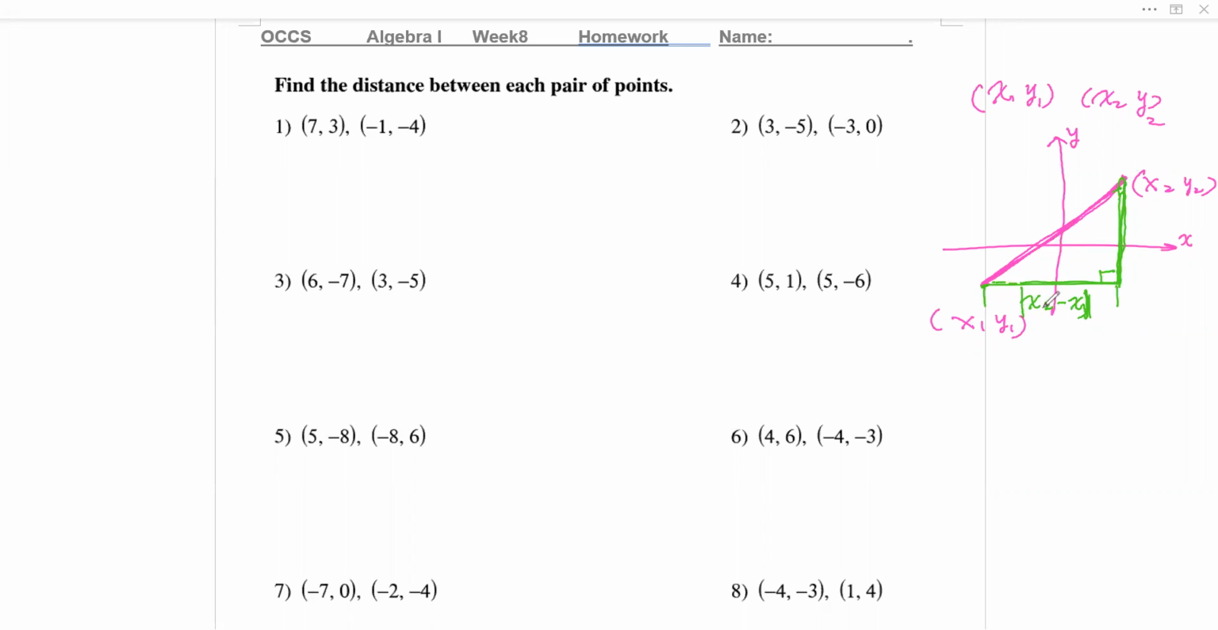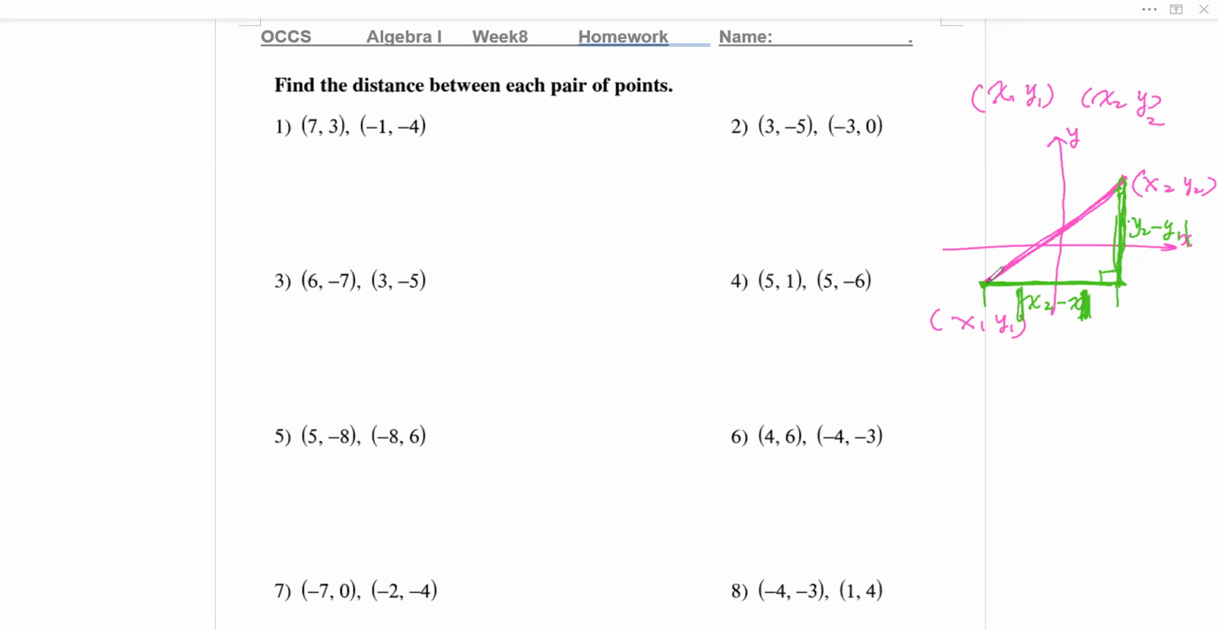the X direction. This is X2 minus X1. Sometimes X2 is bigger than X1, so it's a positive value, but if X2 is less than X1, it will be a negative value. So you add the absolute value. So the distance between these two dots is actually the absolute value of X2 minus X1. And this part is Y2 minus Y1, right? We also add the absolute value.